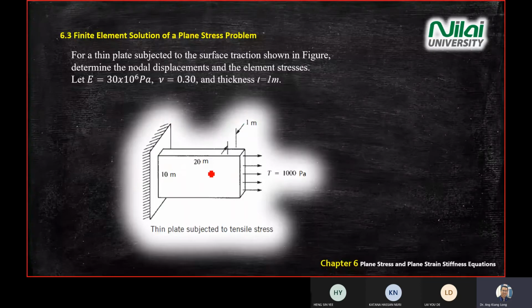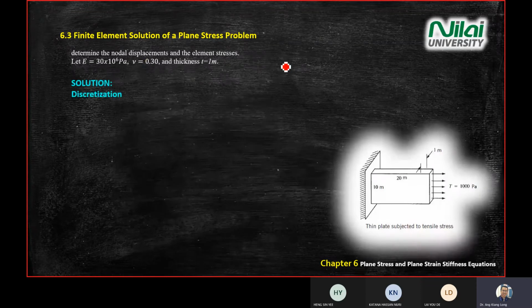Right. Now in this case, we will show you the rectangular cases. Same, we have a plane with the height of 10 meter, 20 meter, thickness is 1 meter, and you're having a stress in this direction, T equal to 1000 Pascal, and you have a thin plate. Here we need to find the nodal displacement and stresses. Same procedure.